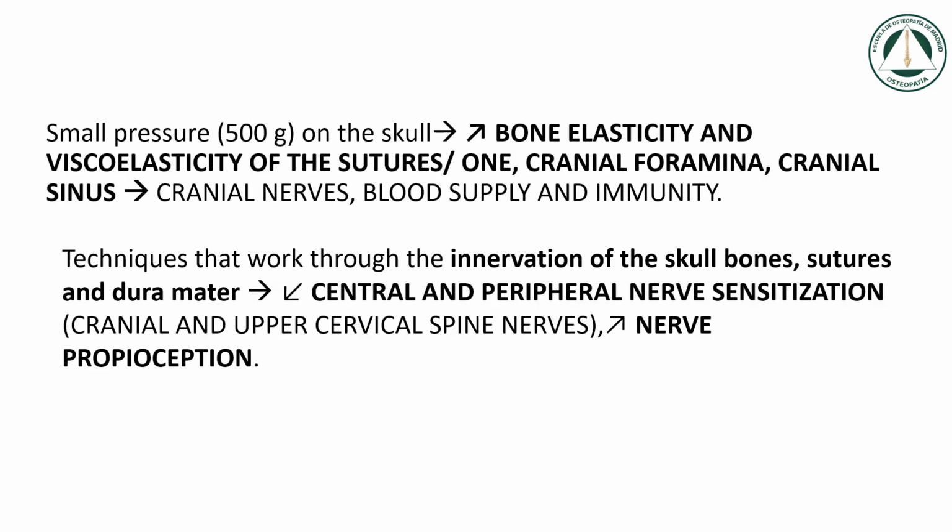A small pressure of 500 grams on the skull increases the bone elasticity and the viscoelasticity of the sutures and bones, cranial foramina, cranial sinus, which act on cranial nerves, blood supply and immunity. Techniques that work through the innervation of the skull bones, sutures and dura mater are responsible for a decrease of central and peripheral nervous sensitization, through the upper cervical spine innervation and cranial nerves. They increase the nerve proprioception.